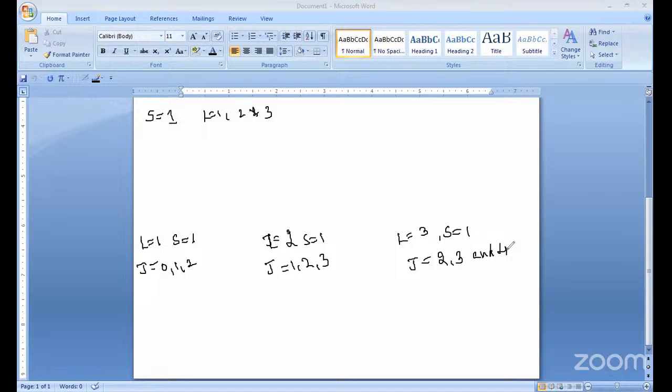So this is one of the examples we have. This is about the LS coupling, Russell-Saunders coupling.